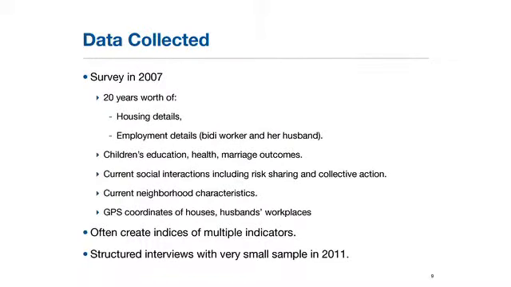So the actual survey that we conducted in 2007 asked them to give us 20 years worth of information on their housing. So like, where did you live and what was the condition of the housing, and did you pay rent or did you own. We also collected 20 years worth of employment details. So what does your husband do now? How much money does he make? Where does he work? Does he commute? How much does he pay to commute? And we did that back for 20 years for both the BD worker and her husband.